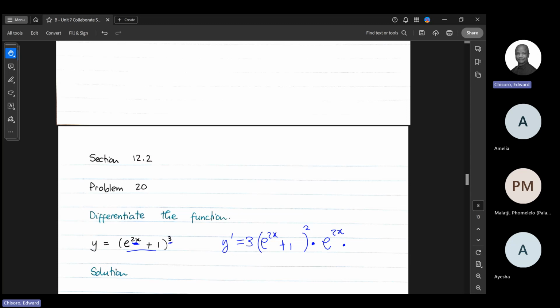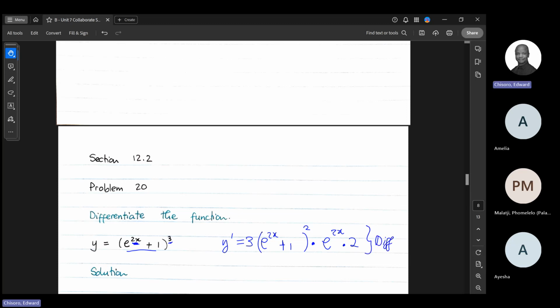The inside function is 2. So you multiply that again by differentiation of 2x. So that's just 2. And then if you differentiate plus 1, you get nothing. So we end up here. All right, so that's the differentiation, and the rest is simplification.